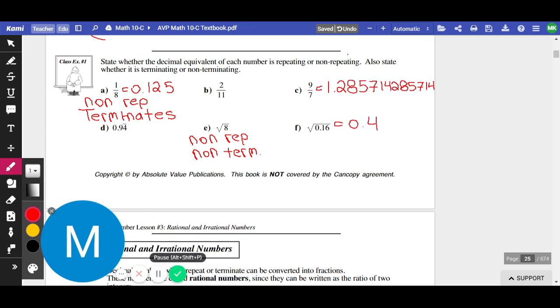When you put all these in your calculator, you would have got different answers. When you put 2 divided by 11 in your calculator, what decimal did you get? You had 0.1818, and then it went 18, 18, 18, right? So if you had that, we would say it's repeating, because it goes 18, 18, 18. And we would say it's non-terminating, because it goes forever.